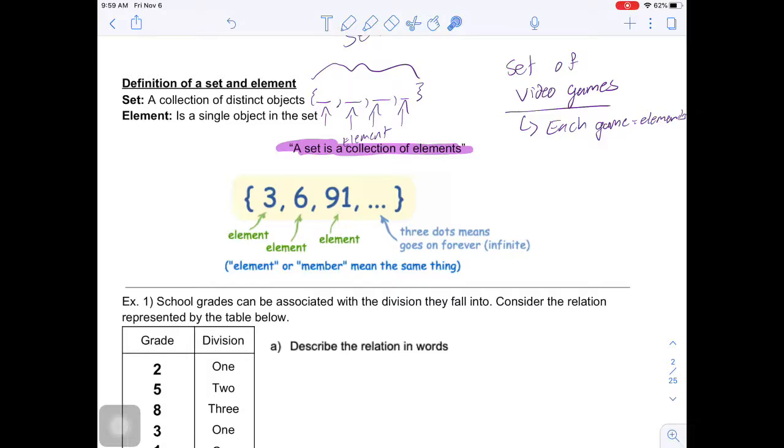Okay, so here we can see a quick example. We have our squiggly brackets here, and now inside these squiggly brackets is a set of something. In this case, the elements are the individual numbers. Okay, if you ever see 3 dots at the end, this means it just keeps going forever and ever and ever. And usually there is some sort of pattern that you might see, depending on what type of relation you're talking about.